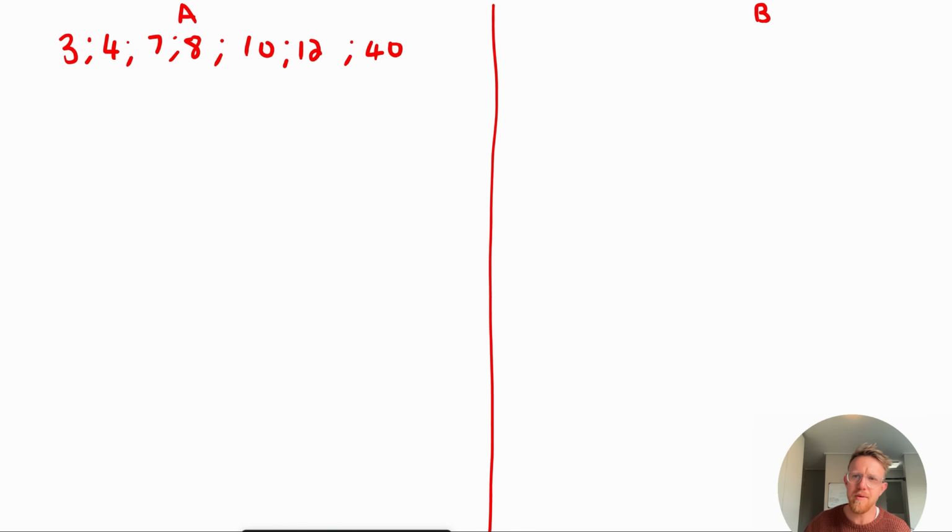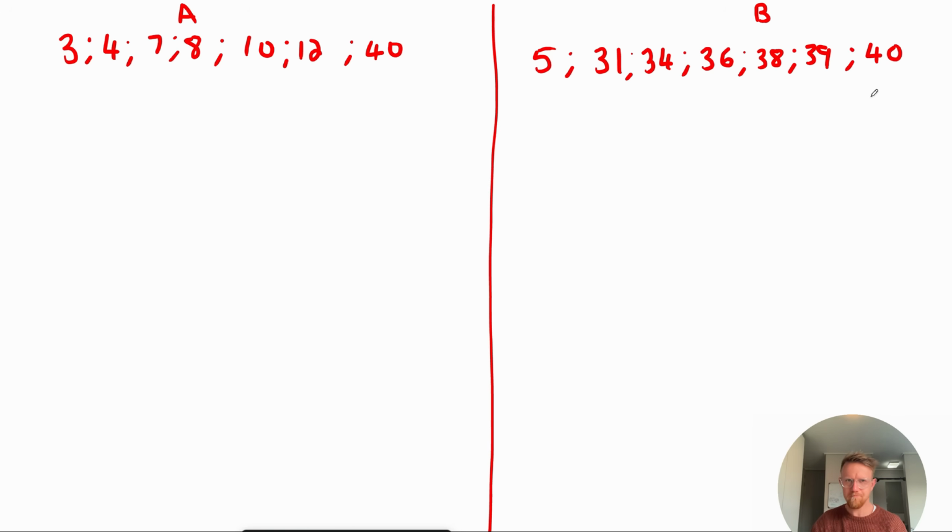For data set B, let's say we've got the numbers 5, and then 31, 34, 36, 38, 39, 1, 2, 3, 4, 5, 6, and let's say we've also got the number 40. Now, if you had to quickly work out the median and the mean for both of these data sets, can you do that quickly? Go get the median and go get the mean.